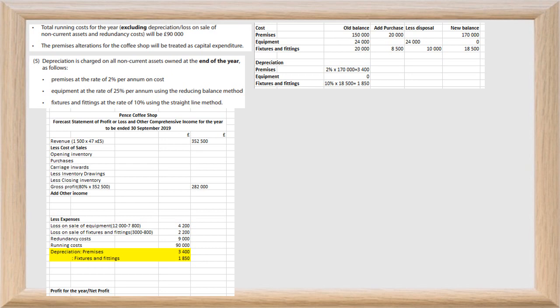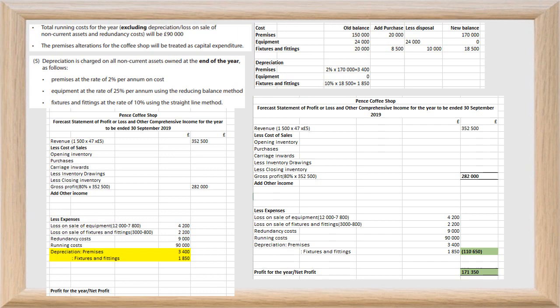So, completing depreciation, the loss on sale of non-current assets has to be considered. This has already been considered before. Redundancy costs, which is the next piece of information, has also been entered before. Fourth, information does not have to be recorded in the SOCI, since it is a capital expenditure. Only revenue expenditure is recorded in the SOCI. After going through all of this additional information, we have completed the information in the forecast SOCI. Now it is just a matter of getting the totals in the SOCI.